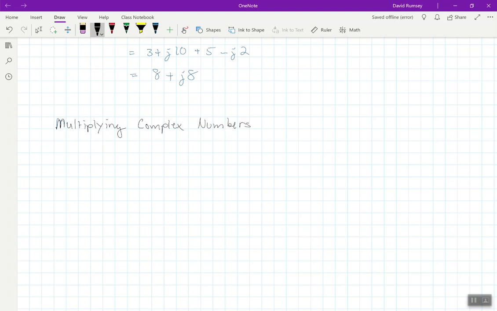Which is also not as hard as you might think. Basically, the strategy behind this one is we're going to use FOIL. When I say FOIL, we're talking about back in algebra when we learned how to multiply two binomials and we did the first, outer, inner, last. Use FOIL to multiply the numbers out, and then simplify.